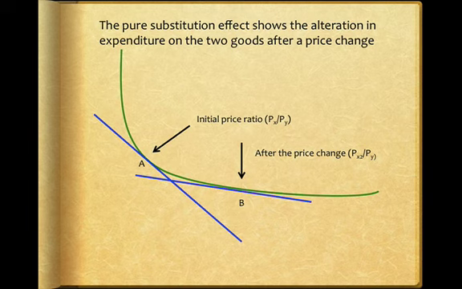So I'm just showing this on a bigger slide. I'm exaggerating the relative price changes here. You do need a fine pen or pencil when you're showing this on your own diagrams. So the pure substitution effect shows the alteration in expenditure on the two goods after the price change. So here's the original price ratio. Here's the price ratio after the alteration here. So she's moving from A to B, and that is the substitution effect.